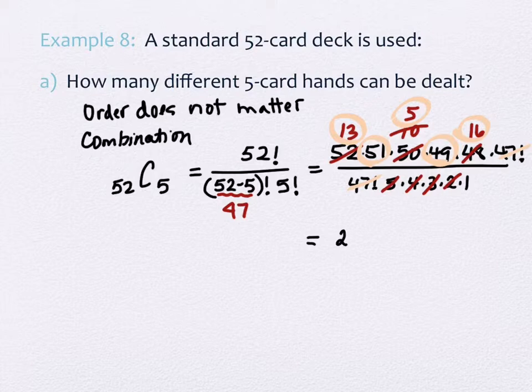I hope you're using a calculator, otherwise we're going to be at this for a long time. 2,598,000. Yep. There are 2,598,960 different 5-card hands. That's some crazy stuff, right? Really, that's like a lot.